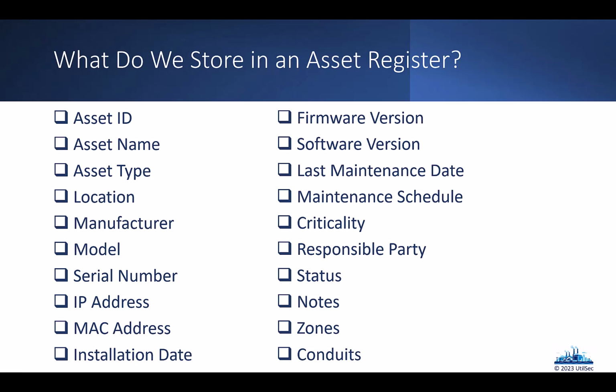You can see things like the asset ID and the name that we give it, probably with some naming convention that means something to us as the organization, especially the folks doing operations and maintenance. Of course, we would like to know what type of asset it is. Is it a PLC? Is it a laptop? What type of software and what type of operating systems are they running?